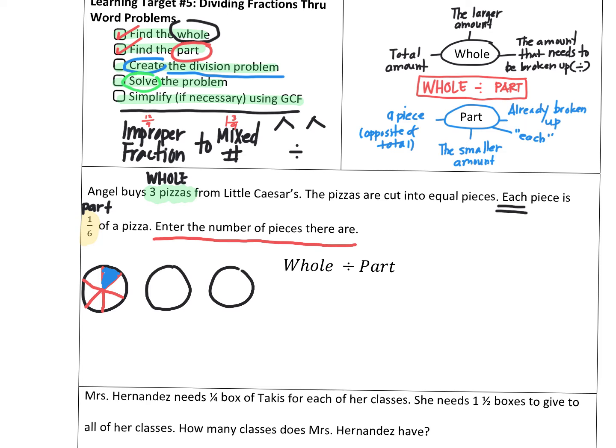So how many do we have in total? 1, 2, 3, 4, 5, 6. So this has 6 pieces. So that means that the next one has to be exactly the same, right? We have 6 pieces there, 6 pieces there. So the question is, enter the number of pieces there are. Well, there's 6 pieces here. 1, 2, 3, 4, 5, 6. There's 6 pieces there. So how many is that? Well, according to our calculations, there should be 18 pieces.